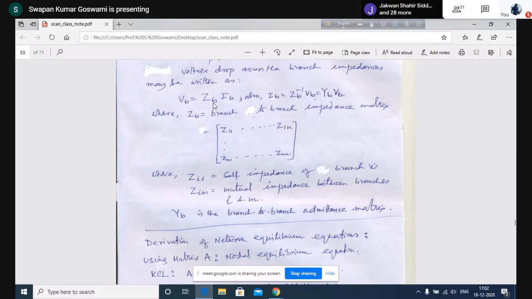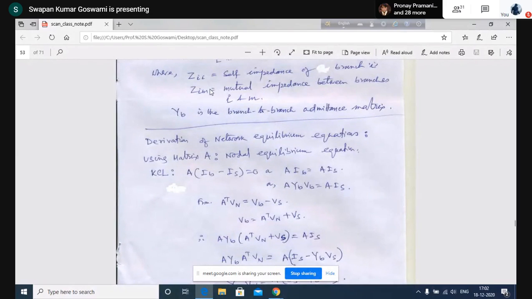This is the structure of the branch to branch impedance matrix. The branch to branch admittance matrix also will have the same structure, but in place of impedance it will be admittance, the structure remaining the same. Now ZII, ZKK, etc. are the self impedance of branch I or branch K. ZIM is the mutual impedance between branches I and M, and obviously if the elements are bilateral, then ZIM will be equal to ZMI.